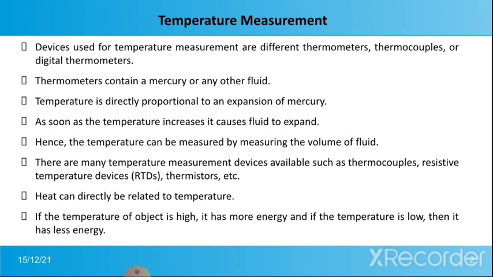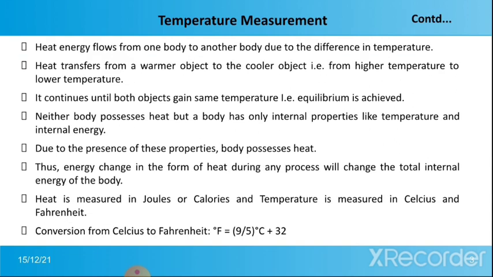Heat can directly be related to temperature. If the temperature of an object is high, it has more energy, and if the temperature is low, then it has less energy. Heat energy flows from one body to another body due to the difference in temperature. Heat transfers from a warmer object to the cooler object, that is from higher temperature to lower temperature. It continues until both objects gain the same temperature, that is equilibrium is achieved.